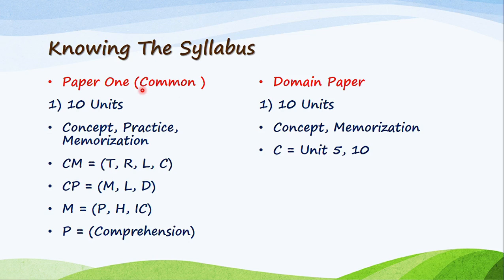In paper one, there are 10 units. Some of the topics are based on concept, some on practice, and some on memorization. I will talk about the topics based on concept. As I have mentioned, C means concept and M means memorization. Based on concept and memorization, there are topics like teaching aptitude, research aptitude, logical reasoning, and communication. We have to make our concept clear, as well as memorize the theories and the rest of the things needed in the exam.